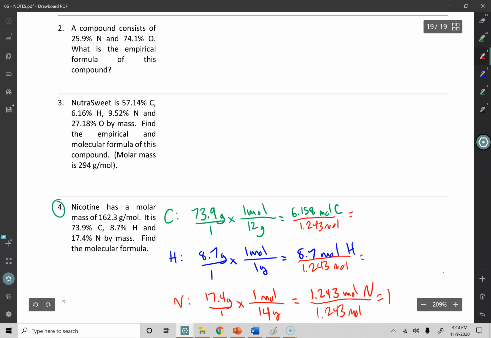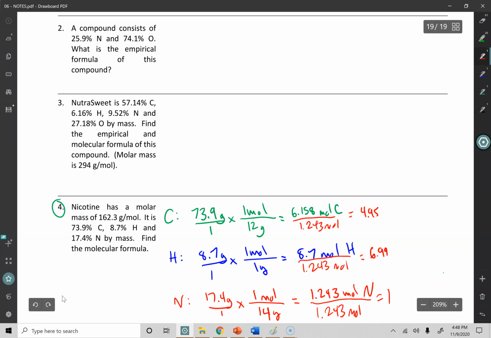Hopefully we end up with something pretty close to whole numbers. 6.158 divided by 1.243, I get 4.95. I feel pretty comfortable calling that 5. 8.7 divided by 1.243, okay, I get 6.99. Oh yeah, I feel really comfortable calling that 7.